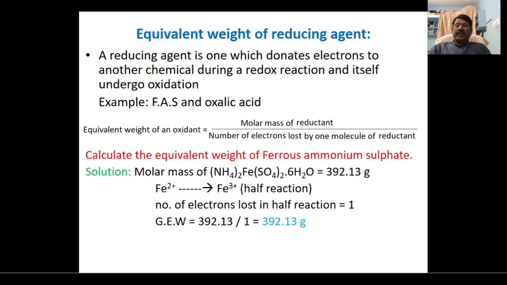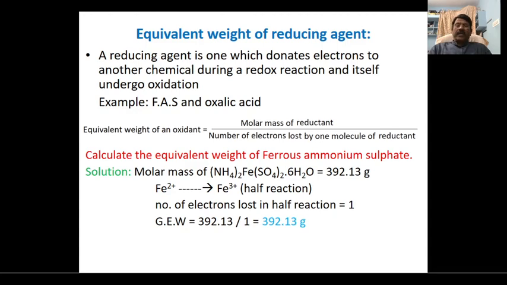Next topic is equivalent weight of reducing agent. Definition is, a reducing agent is one which donates electrons to other chemicals during a redox reaction and itself undergoes oxidation. The best examples are ferrous ammonium sulfate and oxalic acid. The formula to determine equivalent weight of a reducing agent is equal to molar mass of the reductant or reducing agent divided by number of electrons lost by one molecule of reducing agent.